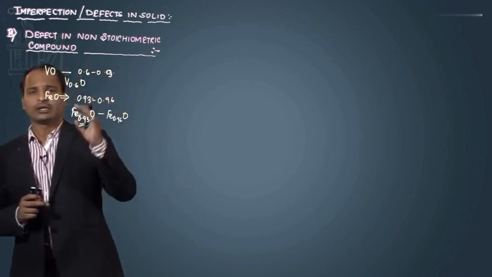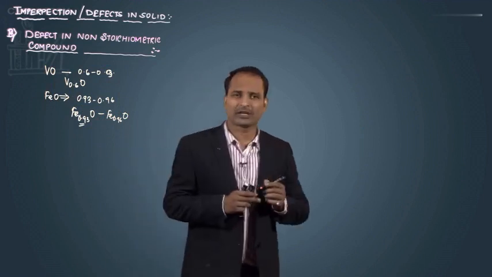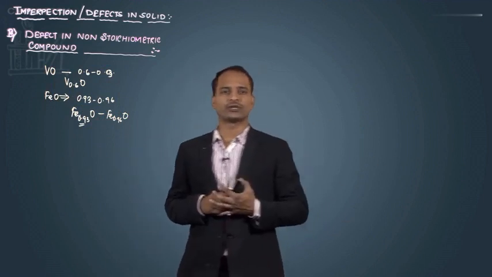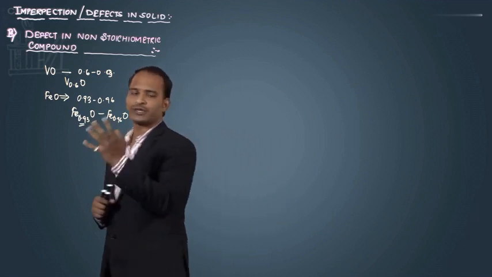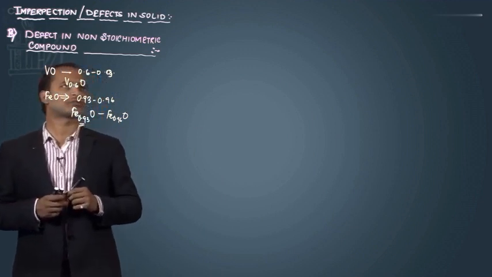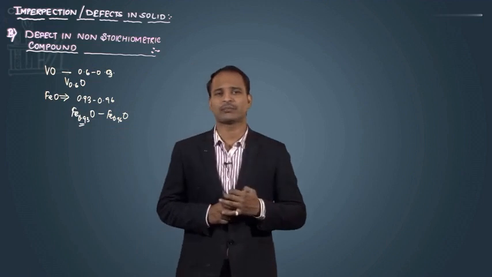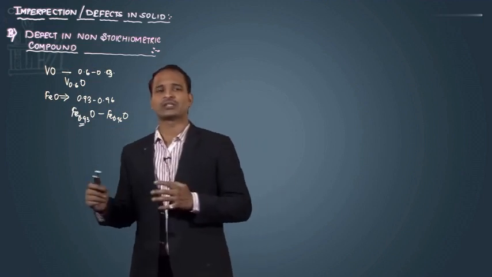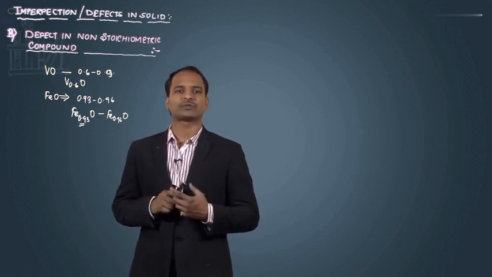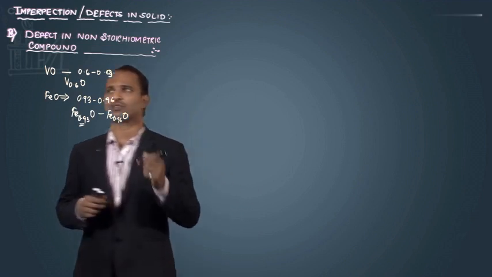Here we are talking about the defects in non-stoichiometric compounds. Due to the defects, the stoichiometric compounds are getting converted into non-stoichiometric compounds, and that's why we get such relations. Now we have two types of non-stoichiometric defect. The one is called a metal excess defect and the second is called a metal deficiency defect. So let's start with the first type.